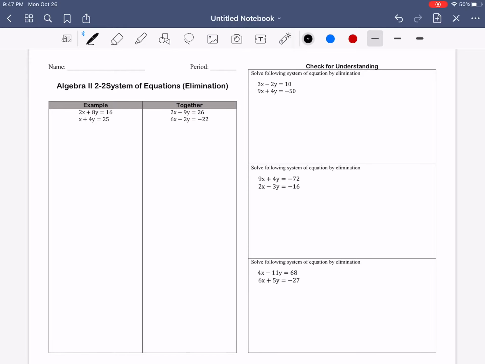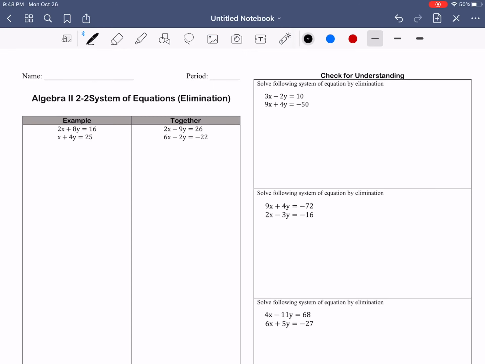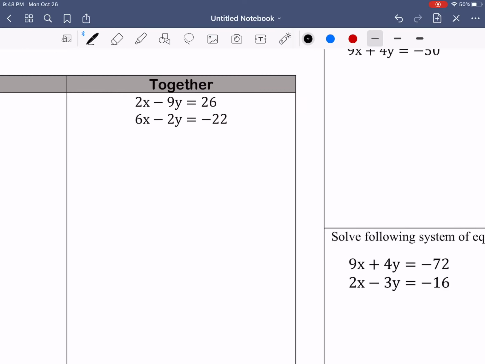Okay guys, welcome back to algebra class. So today we are going to learn how to solve this system of equations by elimination. Now this one is going to be important because you will need this concept in SAT. Okay, so let's get started.